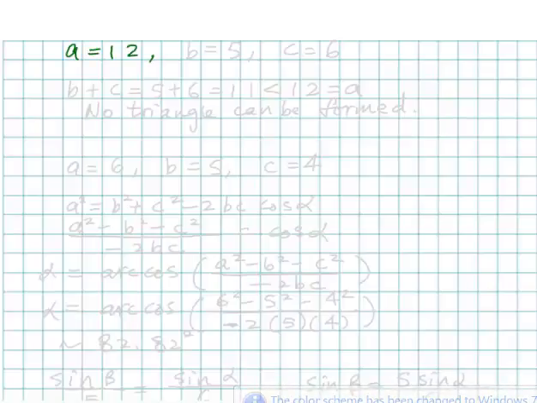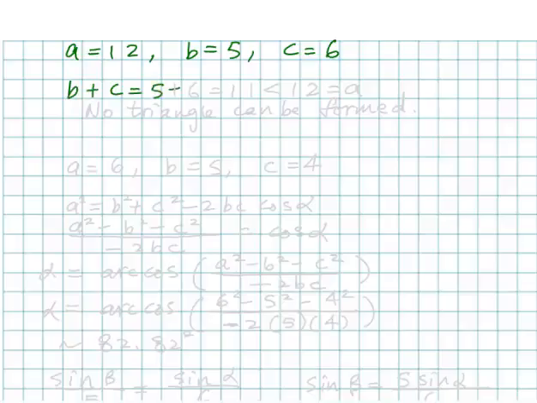A equals 12, B equals 5, C equals 6. We need to find the remaining 3 angles of the triangle if it's possible to form a triangle. In this case, B plus C equals 5 plus 6 equals 11, which is smaller than 12. That's A. Therefore, no triangle can be formed. This example shows that we should not just blindly plug information into the formula.